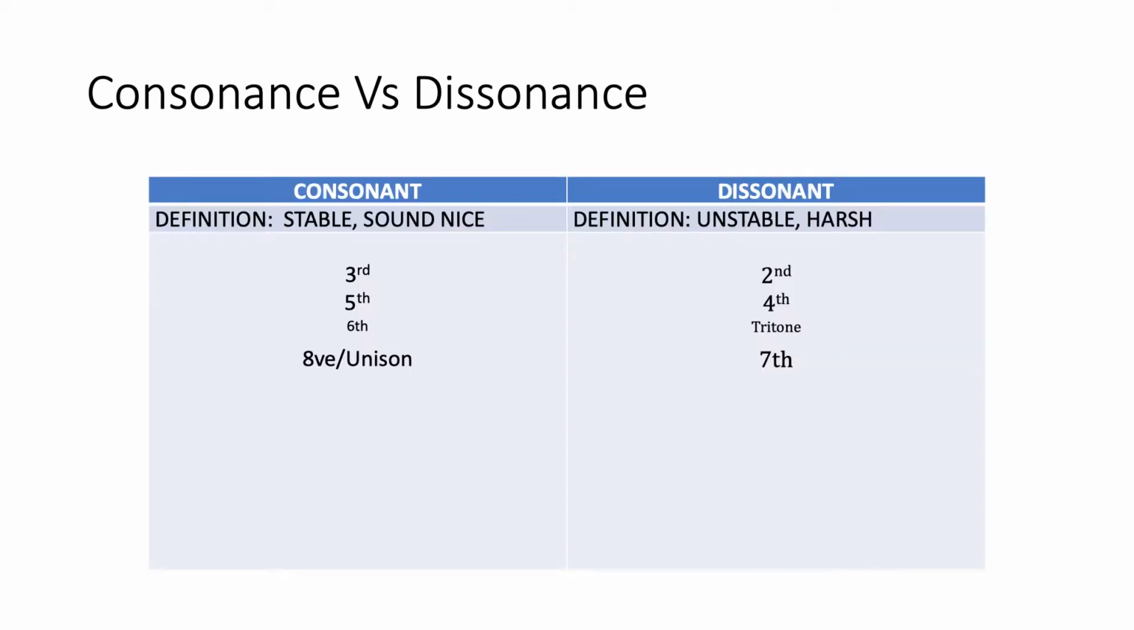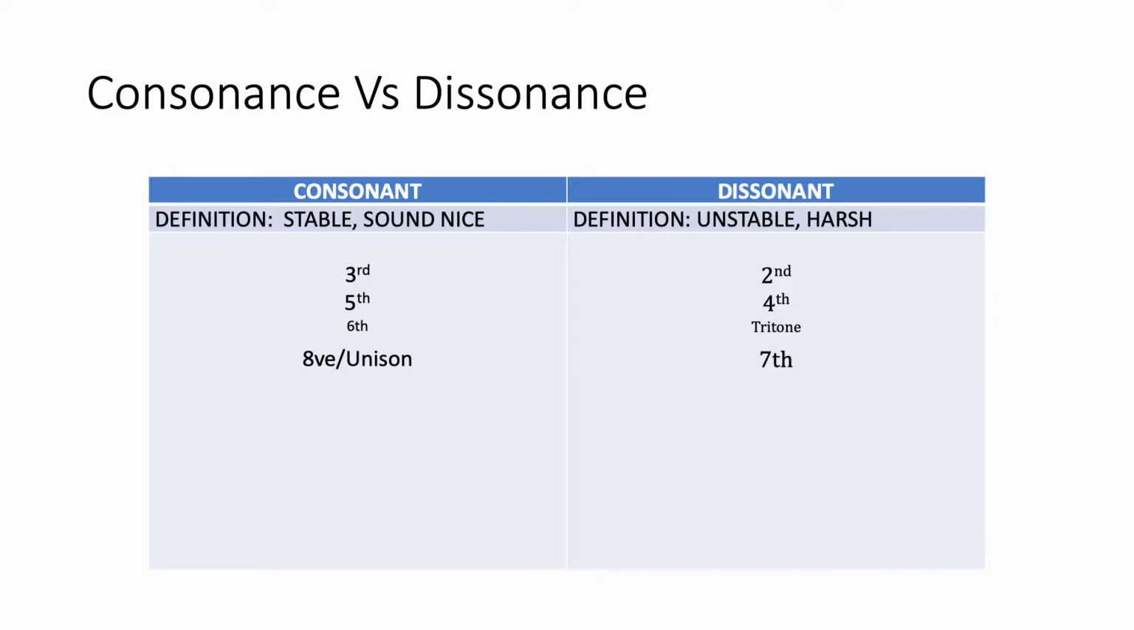In order to really understand what we're doing with the second inversion chord, we need to go over consonance versus dissonance. Here I've just broadly labelled our intervals in terms of consonant intervals and dissonant intervals. On the left-hand side, we've got our consonant intervals. These intervals sound stable. Stable is a much more precise term, so I'm going to stick with that. They sound stable.